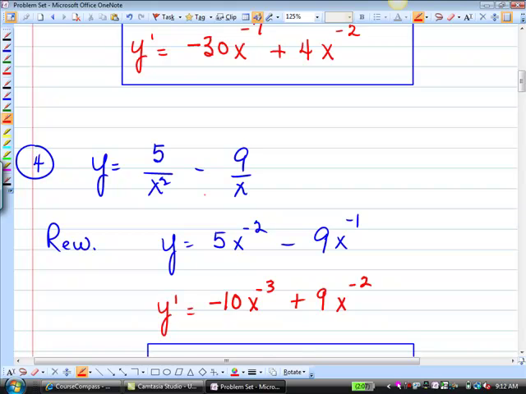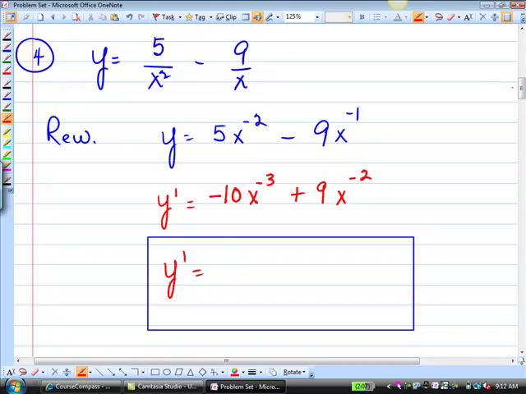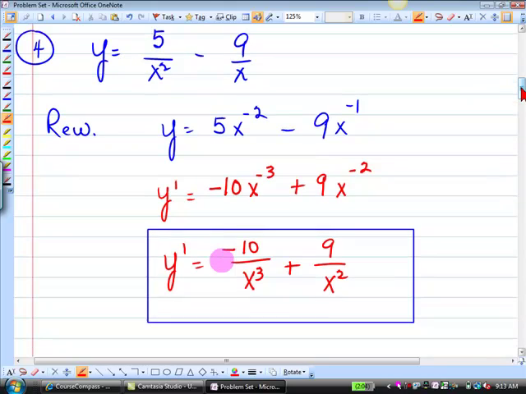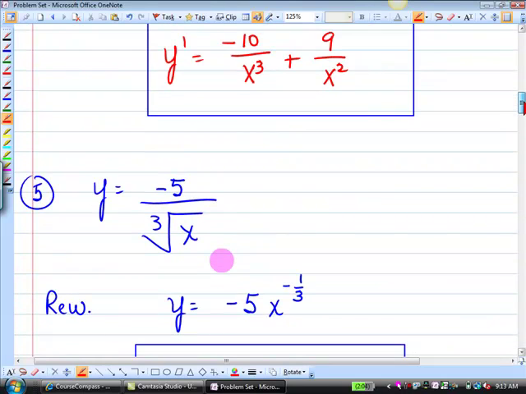And then since this original was in that form, that's a pretty good hint that the Math Lab is going to want it back in that form. So for your final answer, what would it be? It would be negative 10 over x cubed plus 9 over x squared. Okay. Questions? Anybody? Okay. So really, you definitely want to rewrite things to make it easier for yourself to do that. Okay.